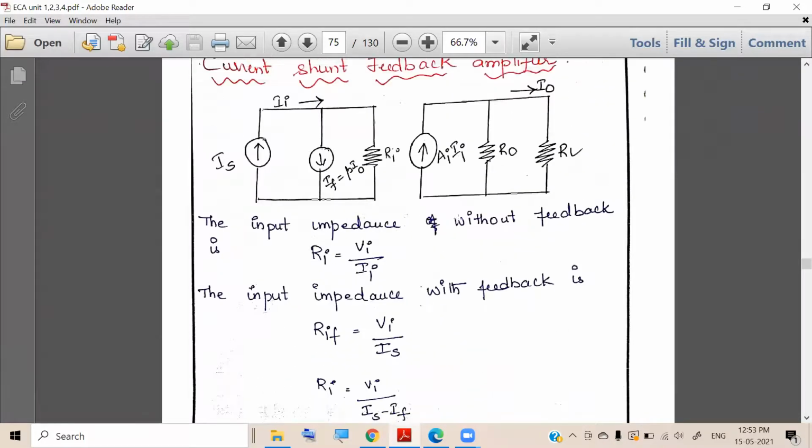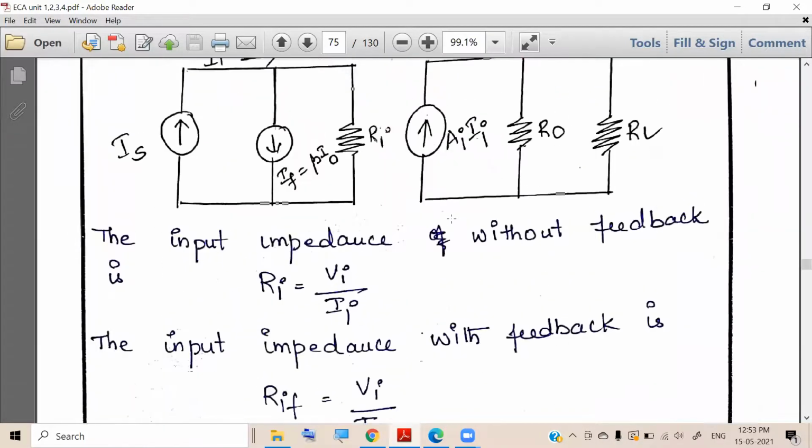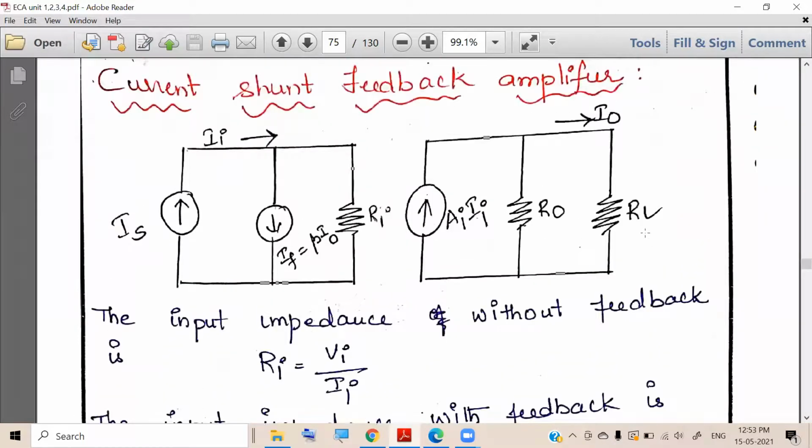Okay, so first, here are the rules for finding output resistance: remove RL and connect an external source V naught. Then we have the current I naught, taking this direction for I naught. Then we will make IS zero. Right, these are the conditions.